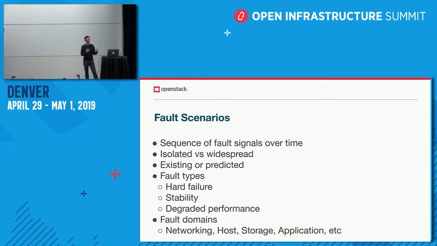Let's look a little deeper at some of the variables involved in fault scenarios. If you think of a fault scenario as a sequence of fault signals over time, there's a question of whether these are isolated faults, or is it pretty widespread? Are we talking about existing failures or predicted failures, or even some pattern of existing failures that predict future failures? There are many different fault types as well. You have hard failures, stability issues, degraded performance, and so on. And also many different fault domains: networking, host problems, storage, application level faults, and many more.